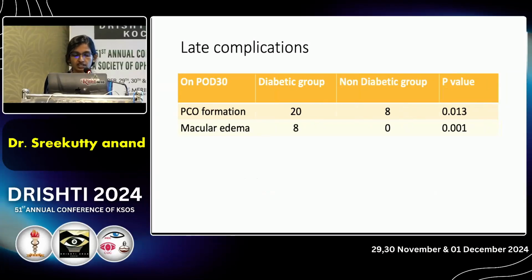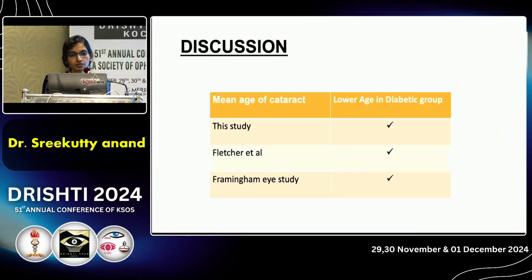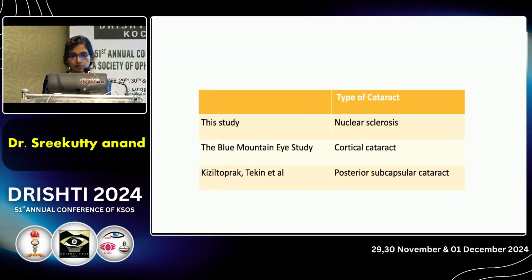And late complications, that is after 1 month, posterior capsular opacification and macular edema were seen significantly more in the diabetic group with a p-value of less than 0.05. The mean age of cataract was lower in the diabetic group in this study, similar to a study by Fleischer et al. and the Framingham eye study. The type of cataract seen in this study is nuclear sclerosis, the most common one. In the Blue Mountain eye study, it showed cortical cataract, and Kesseltropak and Tekin et al. showed posterior subcapsular cataract as the most common one.